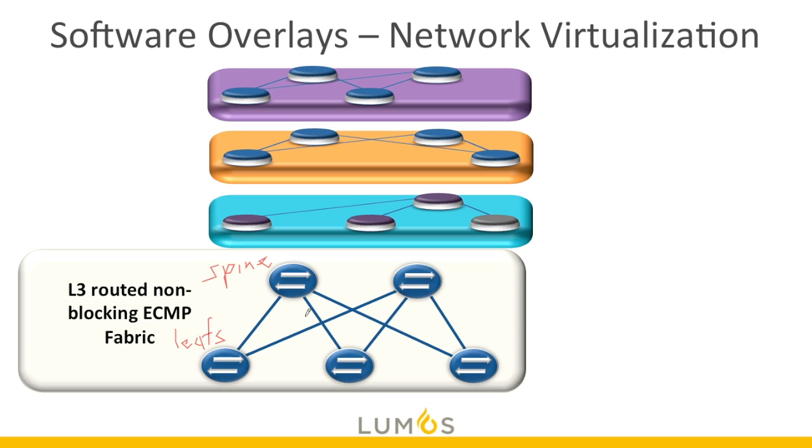Now, one of the things that people will disagree on is how do you say leaf? Is it leafs, with an F, or is it leaves, as in the leaves of a tree? I've seen it more as leafs, so that's what we're going to use in this class. So spines and leafs, a non-blocking ECMP fabric, sometimes referred to as a CLOS fabric, a layer 3 fabric, or a leaf spine. Anyway, this network is the underlay.